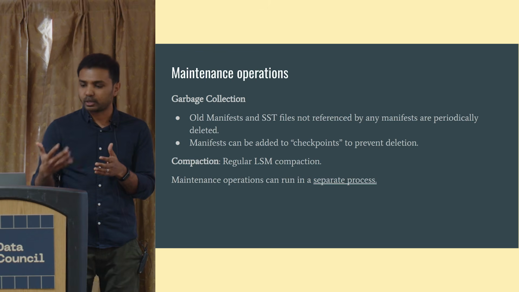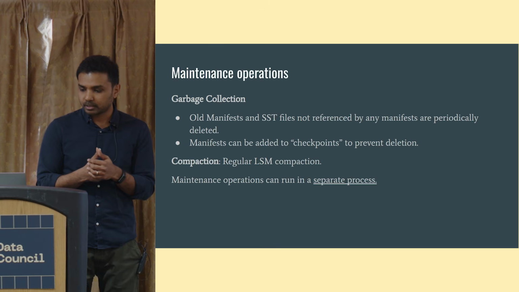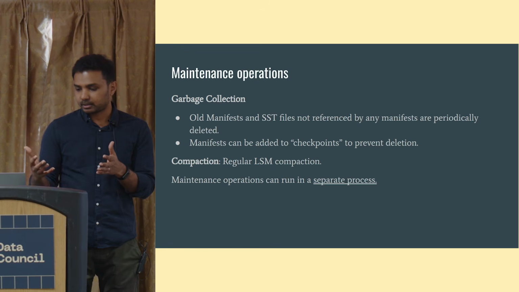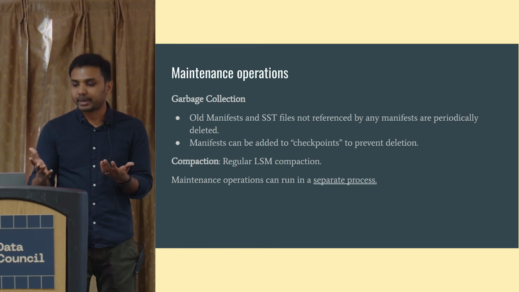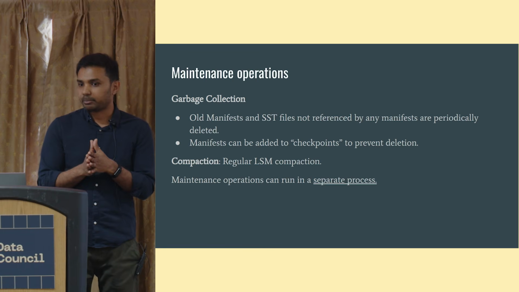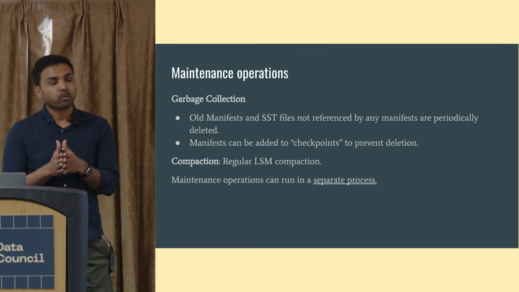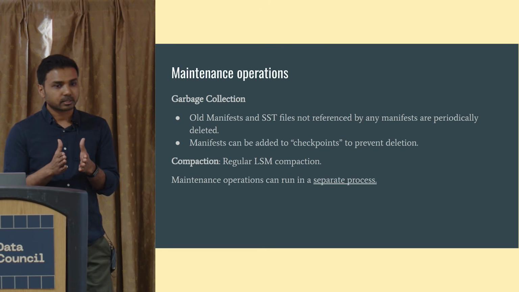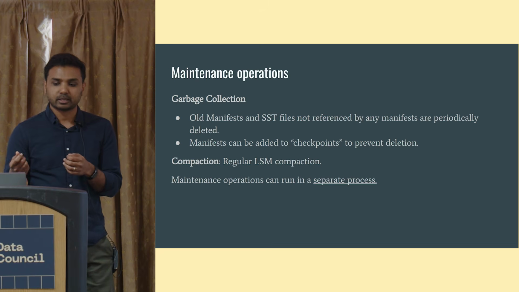So we don't have to pay for storage for these files that are not necessary. And compaction is taking small files and then creating larger files. These are maintenance operations. The interesting thing about SlateDB, because the state is all in object store, it's possible to run these things in a separate process. And what that allows you to do is the serving layer is not overloaded with these maintenance operations.